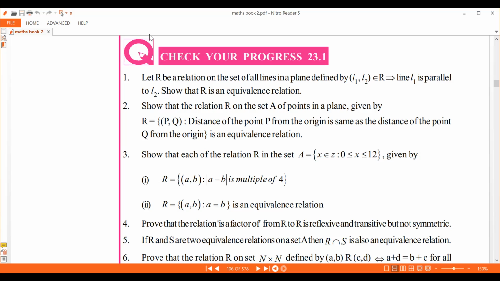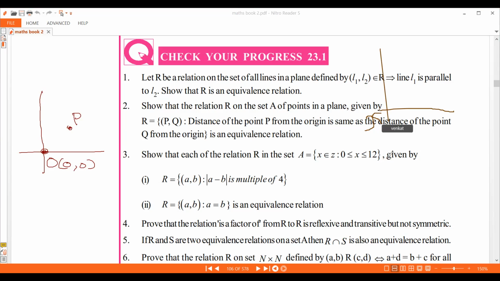I will tell you. This is the origin. Now take this point, mark it here. This is P. They are looking for this distance R. This distance is the same, OP is equal to OP, that's all you have to tell.